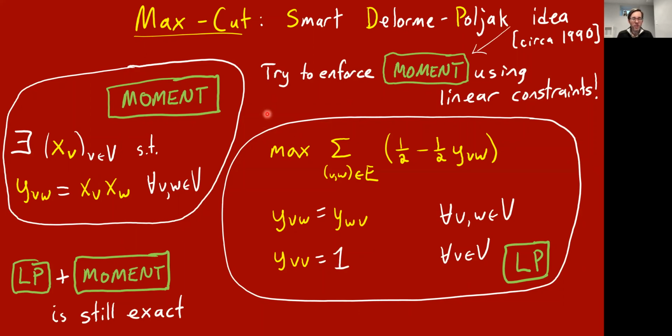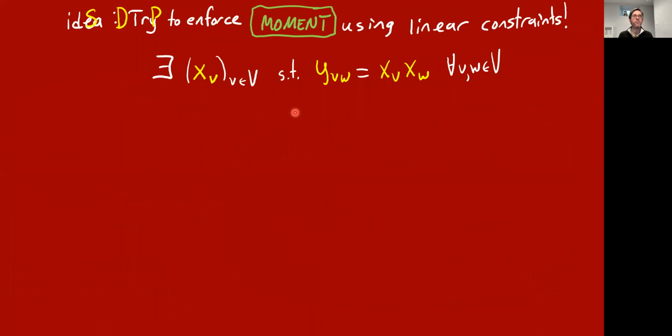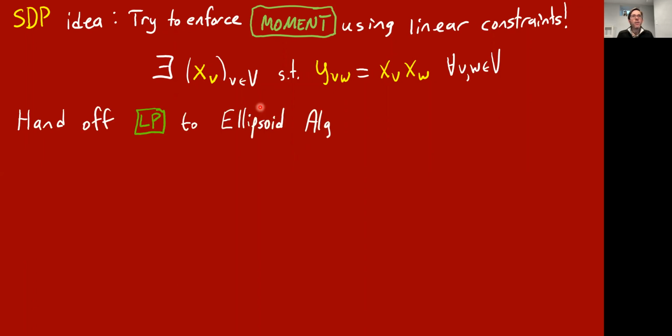So let me talk about this heuristically for a bit, and then I'll get talking about it properly later. Right. So this is the idea, to try to enforce these moment constraints using linear inequalities on the YVWs. Suppose we didn't try to enforce them at all, and we just took the LP constraints and gave those to the ellipsoid algorithm. The ellipsoid algorithm can solve linear programs.